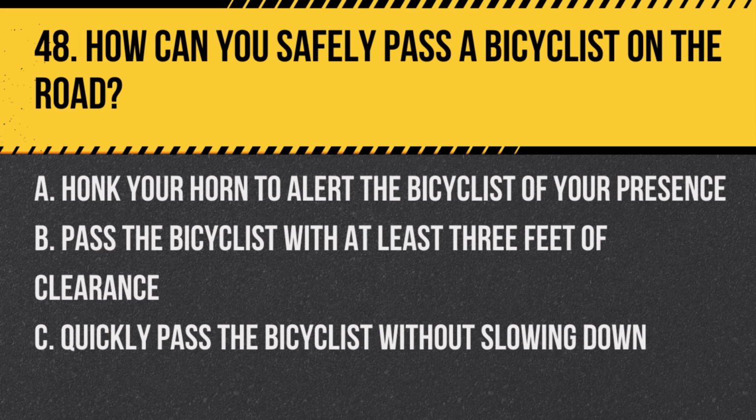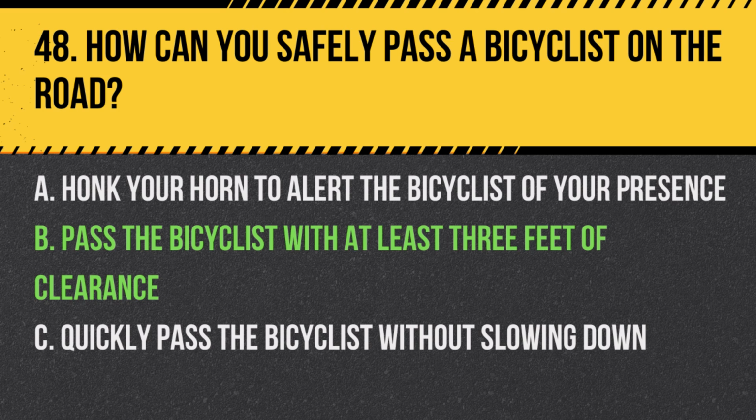Question 48. How can you safely pass a bicyclist on the road? A. Honk your horn to alert the bicyclist of your presence. B. Pass the bicyclist with at least 3 feet of clearance. C. Quickly pass the bicyclist without slowing down. Answer: B. Pass the bicyclist with at least 3 feet of clearance.